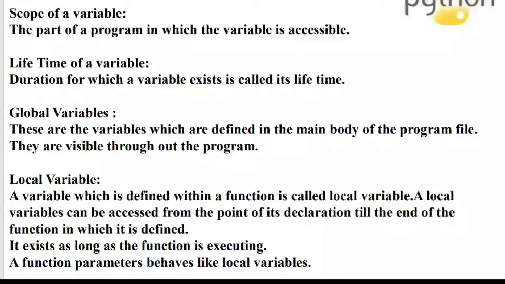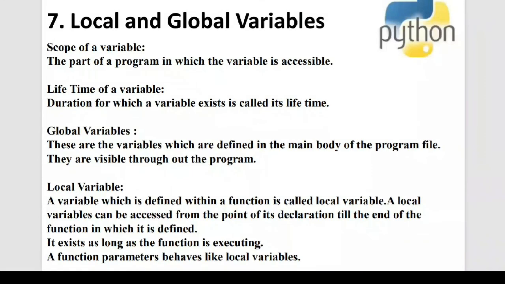Function parameters behave like local variables. That's what I told you about the formal arguments. The arguments in the function call are called actual arguments, and the arguments inside the function definition are called formal arguments. The formal arguments are local to the function.